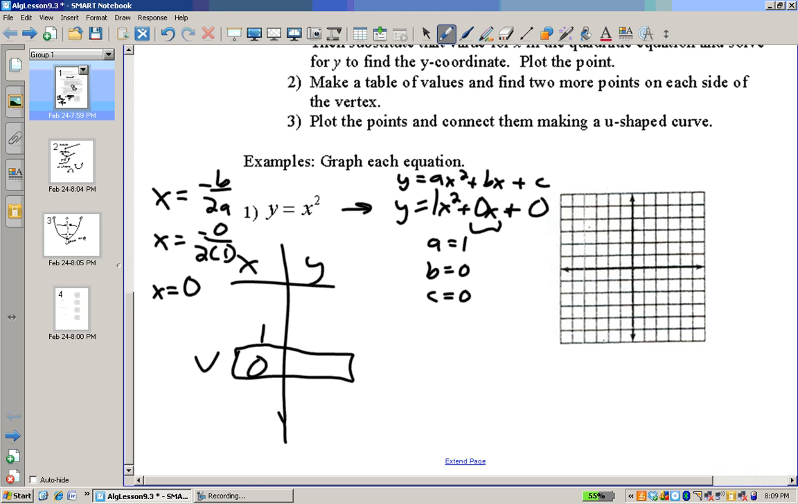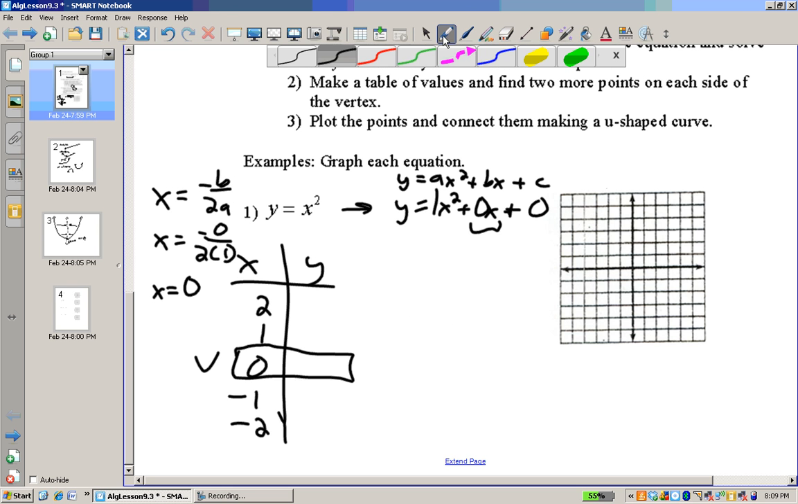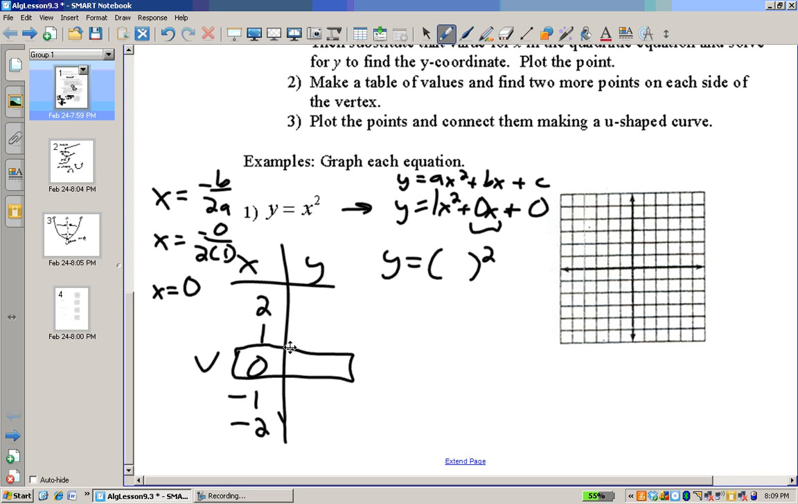So we're going to go up 1 and up 2 from that place, that vertex, and also down 1 and down 2. So notice we have the expanded form. Now we're just going to use a simplified form. And instead of putting the x, I'm going to put a parentheses. I'm going to put this in its place. So 0 squared is 0.